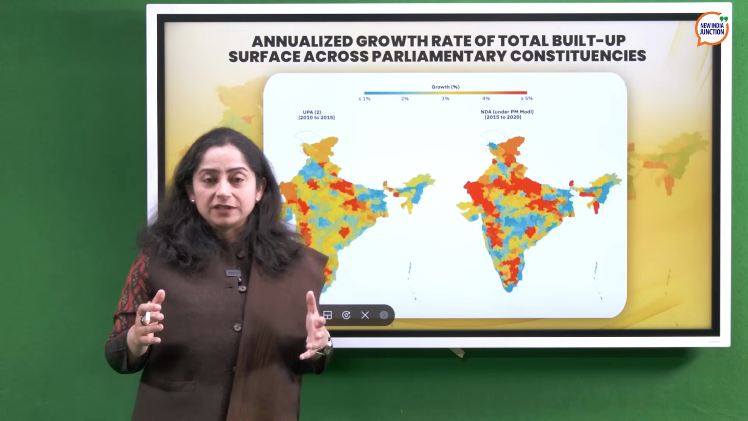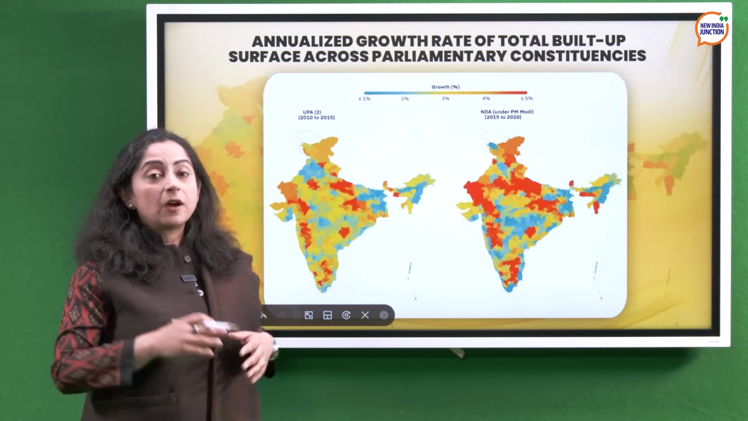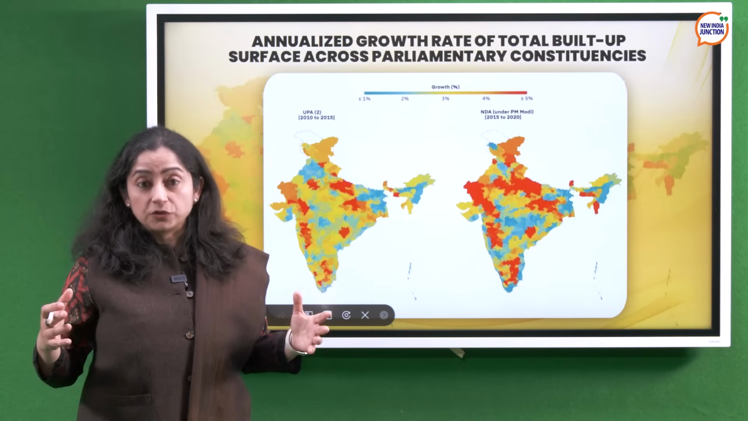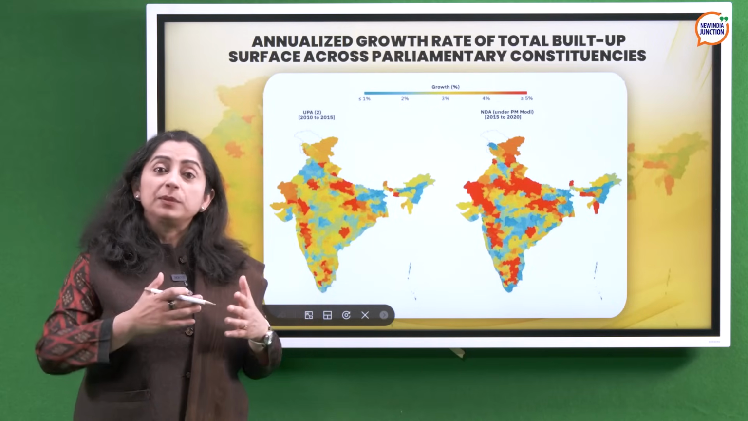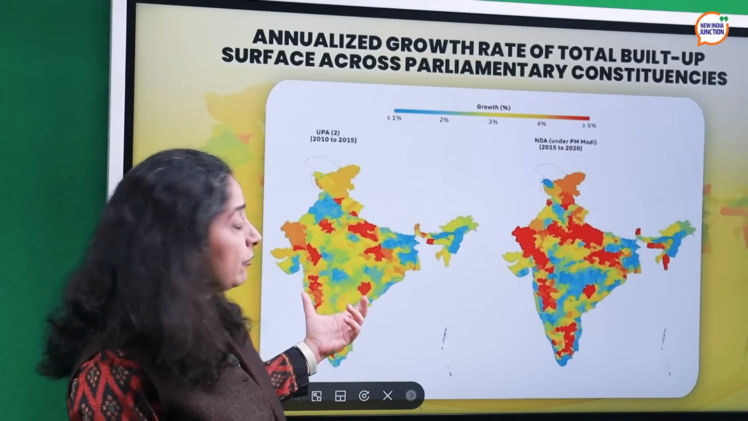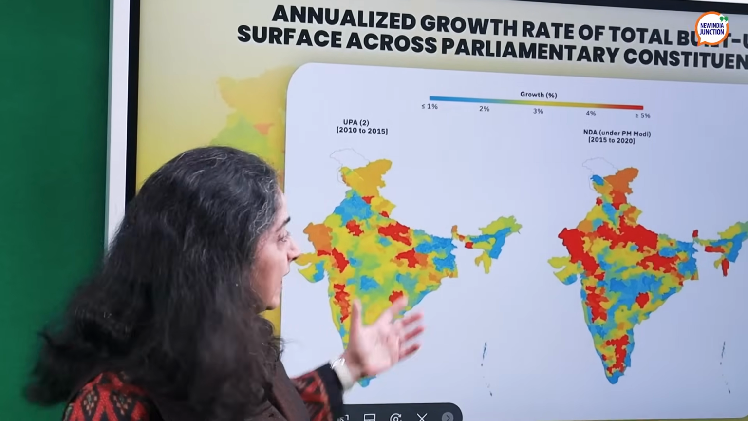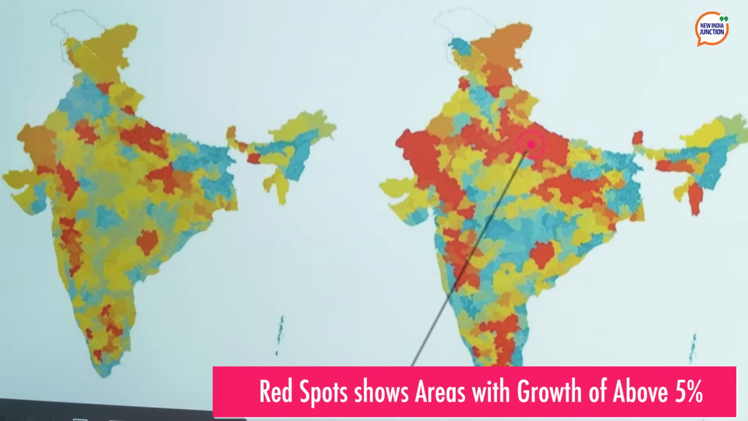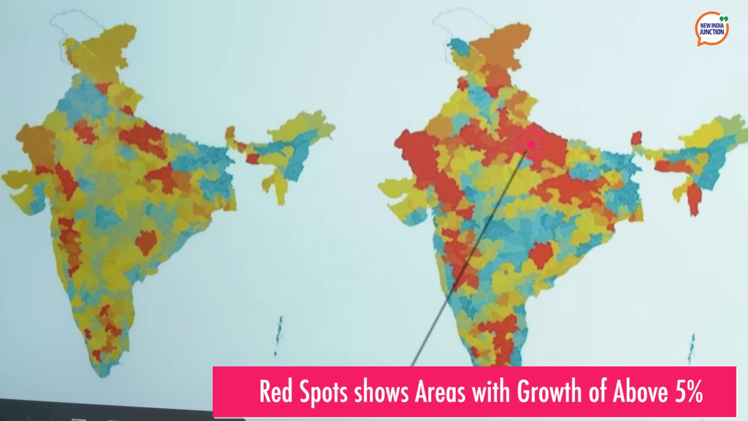Beyond, of course, the averages, you also want to understand which constituencies across the country have grown the most. So, the average is 18%, but this is really a distribution. And this gives you a sense of how from 2010 to 15, the red spots are the ones that have grown at above 5% annualized. So, this is incredible growth.